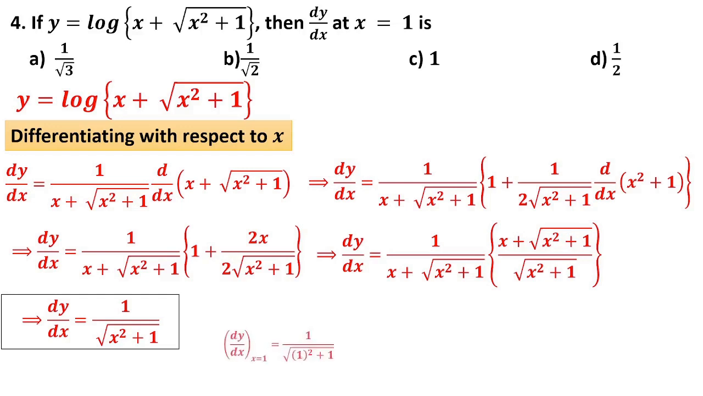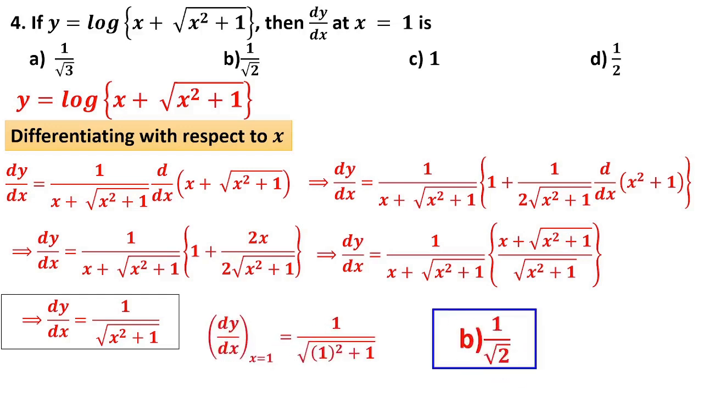Therefore, I have to put 1 there. When I put 1 there, it will become 1 by root 2. Therefore, the answer is 1 by root 2.